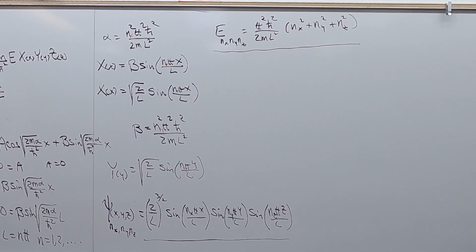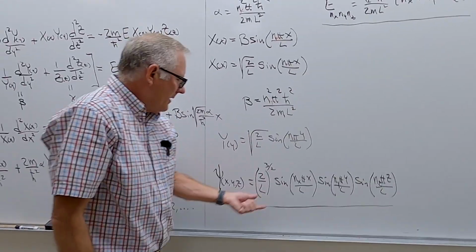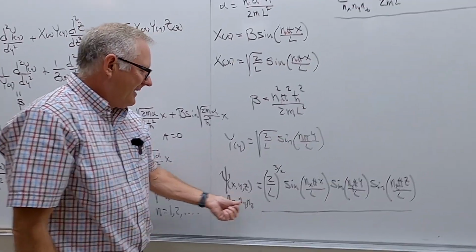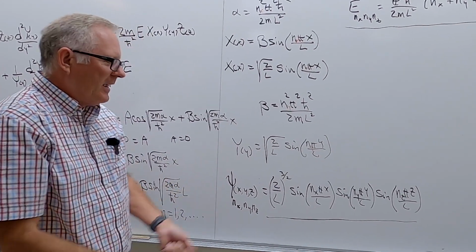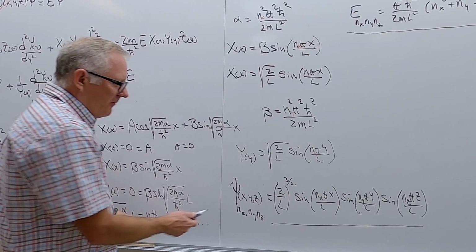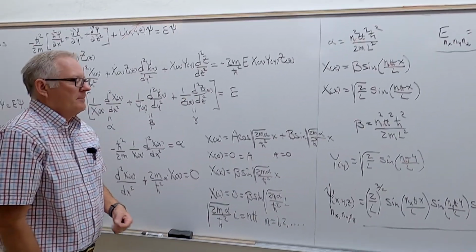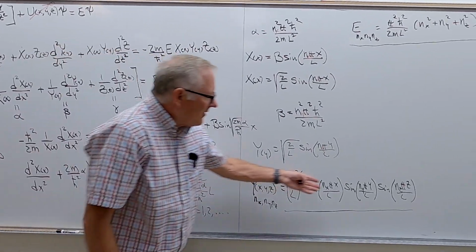Again, they would all be orthonormal to each other. That is, if you took 2 of these that were different and integrated them, then you're always going to get 0. And if you get 2 states with the same n's, then you get 1. So these are all the eigenfunctions.